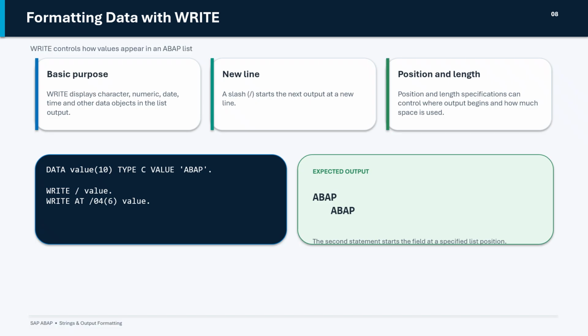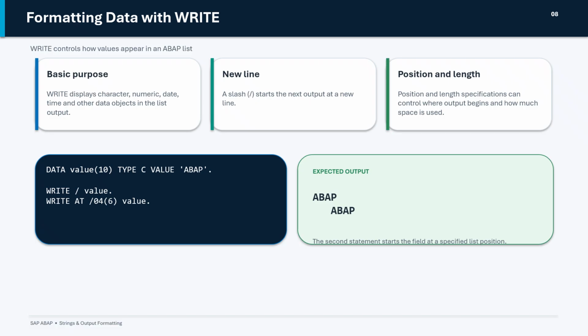Here you can see it's a slash, right slash value. When we use a slash with the write statement, the next output starts on a new line. That is the main thing. And we can also control the position and length of the output.